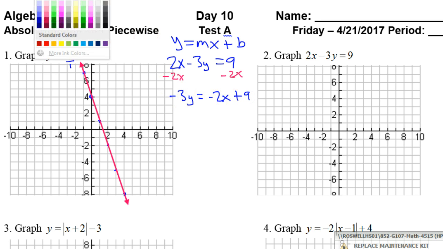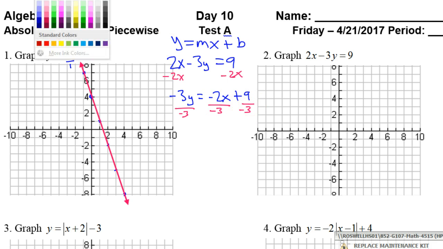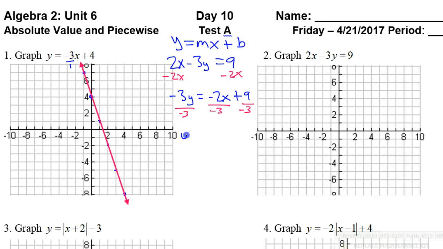And now we're going to divide everything by -3. So that will give us y equals positive 2/3 x minus 3. A negative divided by a negative is a positive. Now that we have slope-intercept form, we can graph it. So -3 is the y-intercept, which is here. Slope 2 over 3 means up 2, right 3.